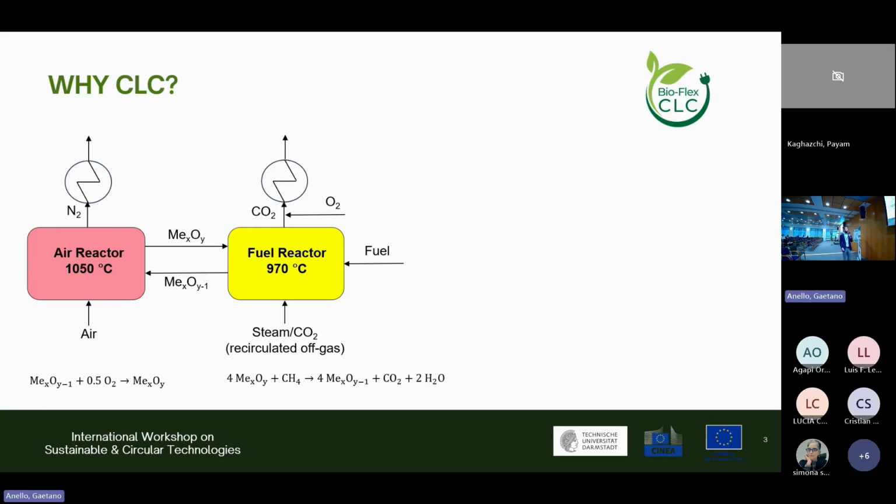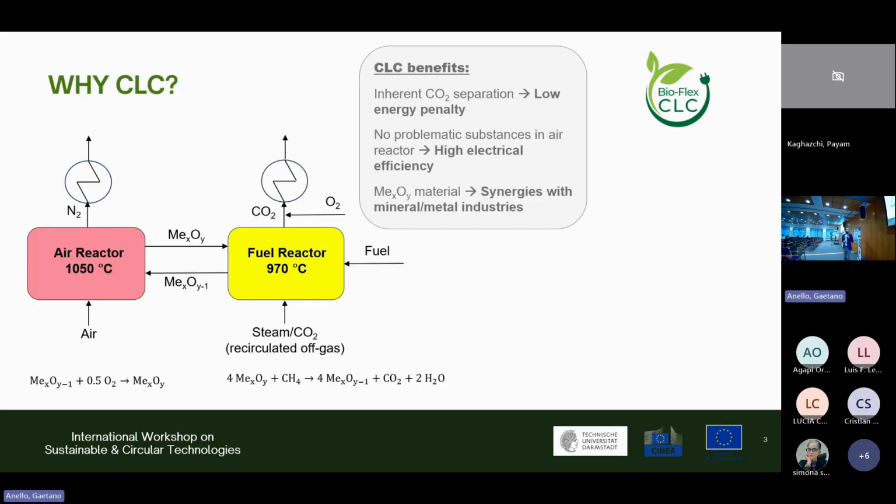So why is this of interest? It's overall quite a more complicated process than normal combustion. But the primary advantage here is that we can get the CO2 separation at a very low energy penalty, at least potentially, because we can mostly avoid the use of quite energy-intense gas separation processes.